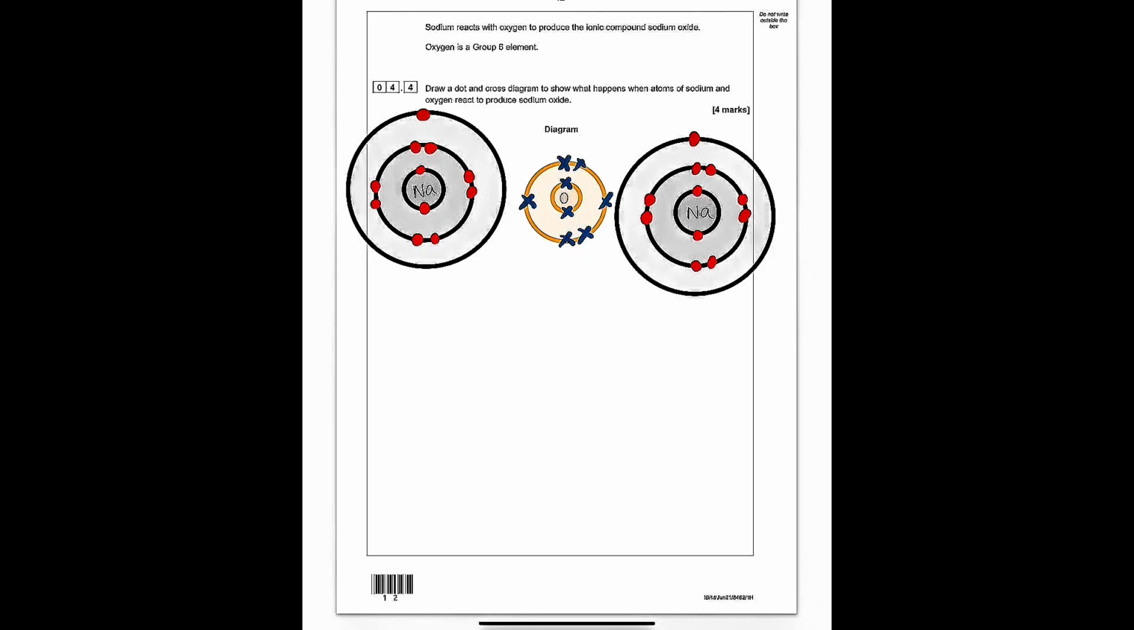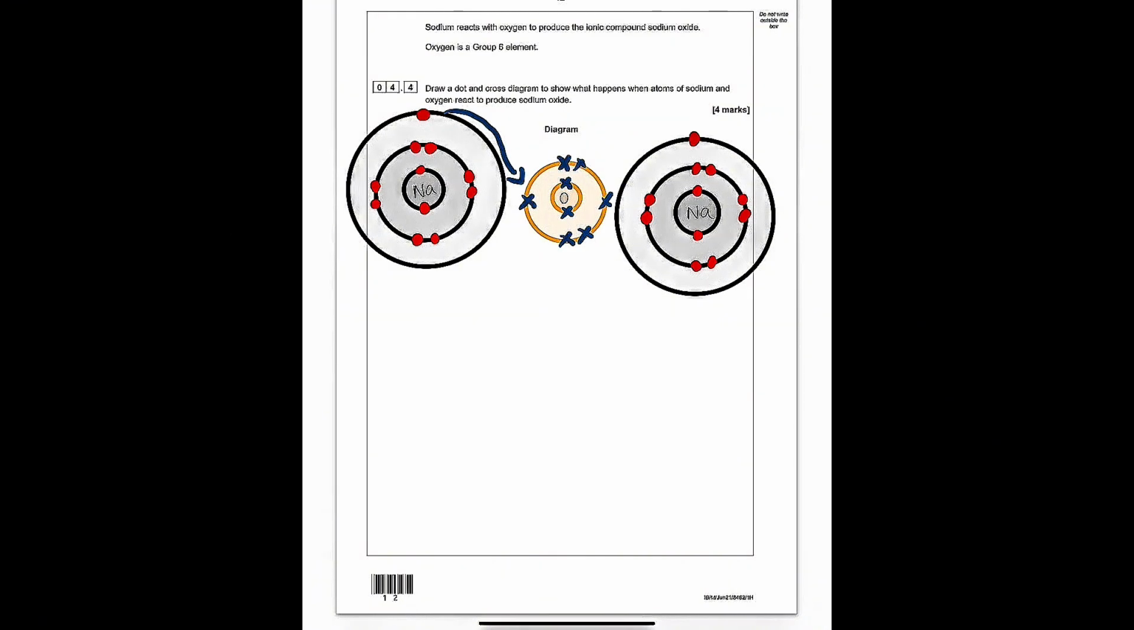Right, okay, so we need to draw a dot and cross diagram to show what happens when atoms of sodium and oxygen react to produce sodium oxide. This is the part where it gets a little bit tricky, but we know that metals are positively charged and they lose electrons, and non-metals gain electrons. So what's pretty much going to happen is that this electron, which is for this sodium atom on the left, is going to go over here.